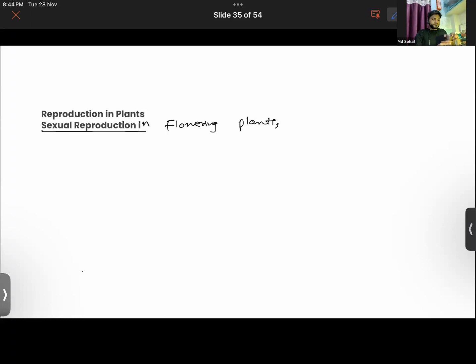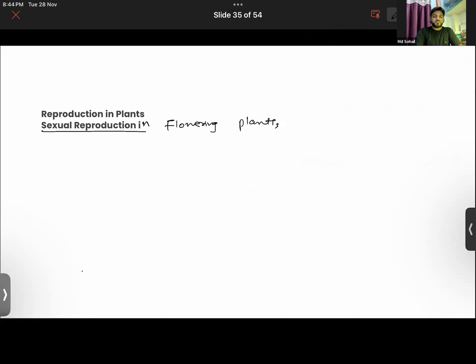So it's basically the plant which does not produce flowers. The non-flowering plants are those plants that do not produce flowers. Correct. All right.